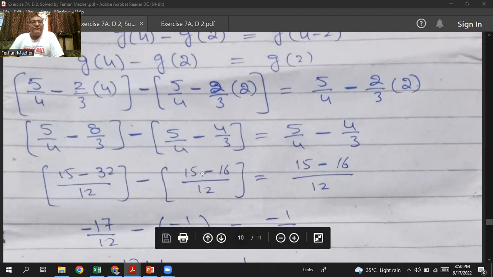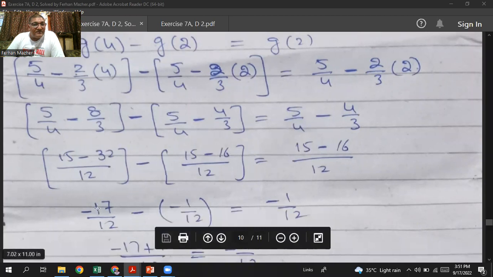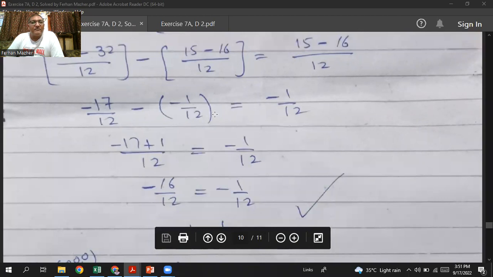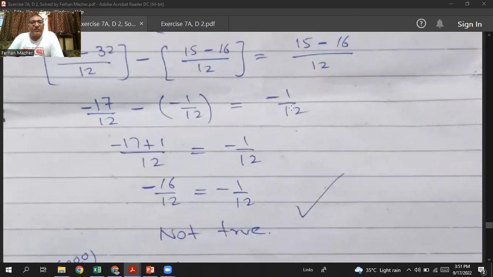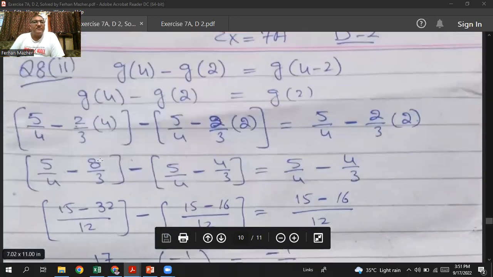The LCM will be 12. So you will have upstairs 15 minus 16, square bracket close, equals, here the LCM will be 12, so upstairs you will have 15 minus 16. So you will have minus 17 by 12. And here you will have minus 1 by 12 in the bracket, equals, this will be minus 1 by 12. So this minus minus will become plus, and the LCM is 12. So it will be minus 17 plus 1 equals minus 1 by 12, and you will have minus 16 by 12 equals minus 1 by 12. So both sides are not equal. So the statement is not true.